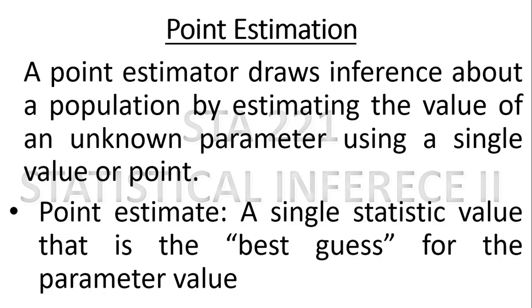So what is point estimation? As it sounds, point, just a single value. That means the sample statistic produces just a single value, and we call that value the best guess, best fit, accurate enough to represent the population. A point estimator draws inference about a population by estimating the value of an unknown parameter using a single value or point. So it's a point estimate, it's direct.